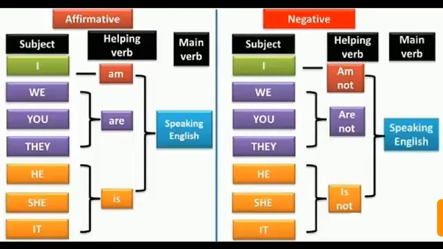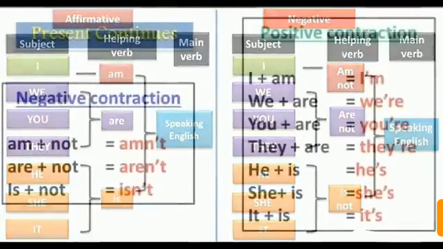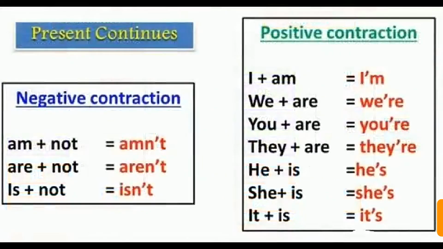And after that, he, she, it. If he, she or it is there in the subject, then is will be used as the helping verb along with not to make it negative, and the main verb plus ing. Now let us see the negative contractions and positive contractions in present continuous tense.